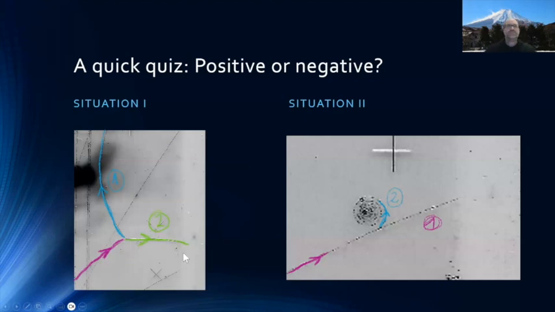So I talked a lot, and let's do a short quiz. So let's assume the magnetic field is pointing out of your screen towards you again. And can you tell me the charge of the particle which leaves the trace in the blue color? I call it trace 1. And what is the charge of the particle in the green color? I call it trace 2. So magnetic field pointing towards you, and the moving direction is indicated by the arrows.